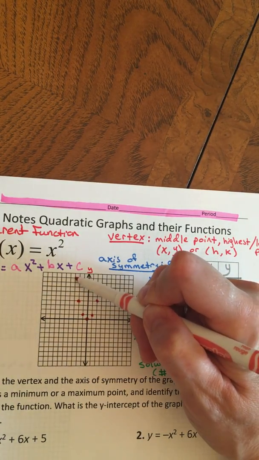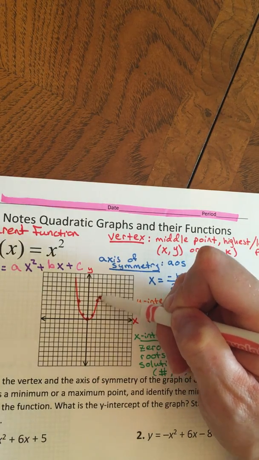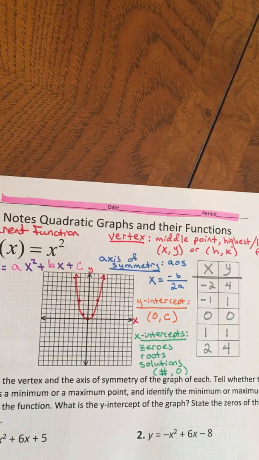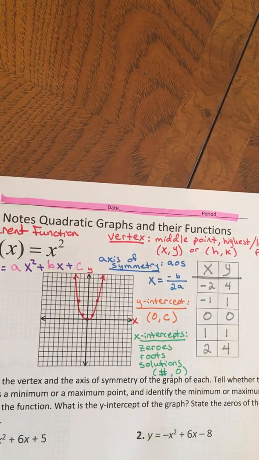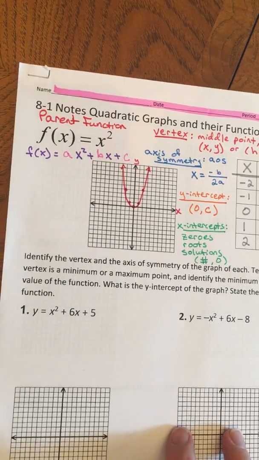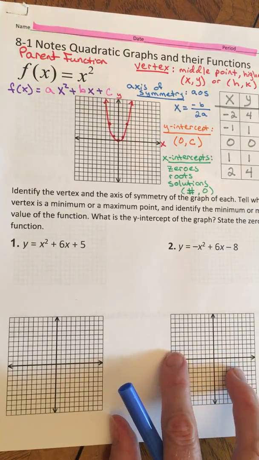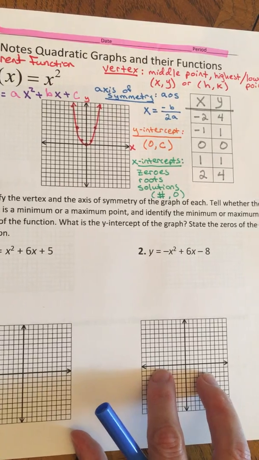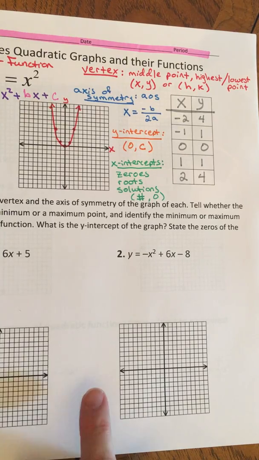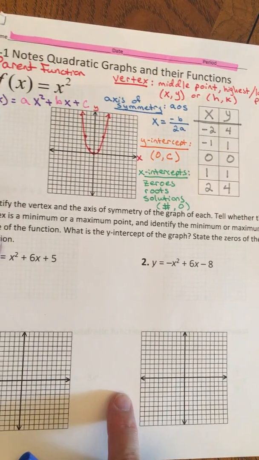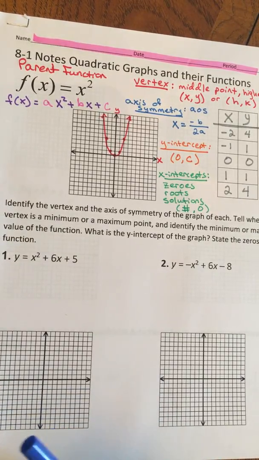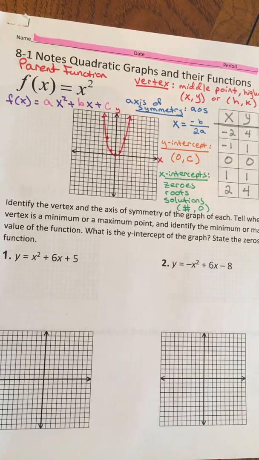And here is the parent function of our parabola of all quadratics. All right, so now that we have addressed what the parent function looks like, let's move forward into this next section. We are going to identify the vertex, the axis of symmetry, and we're going to graph each of these. We're going to use our calculator a lot. We're going to tell whether the vertex has a maximum or a minimum, and then we're going to identify that maximum or minimum value of the function, and then what is the y-intercept, and state the zeros of the function.